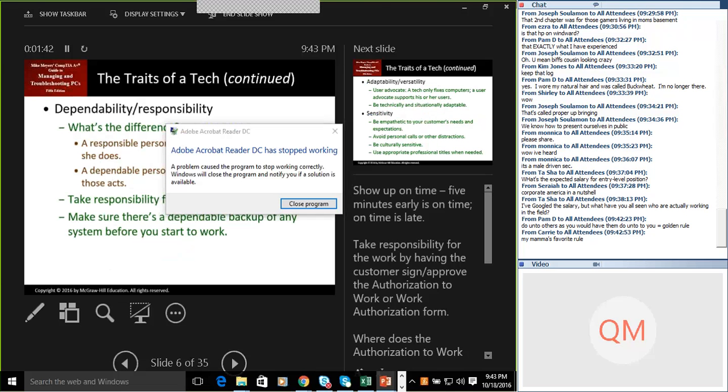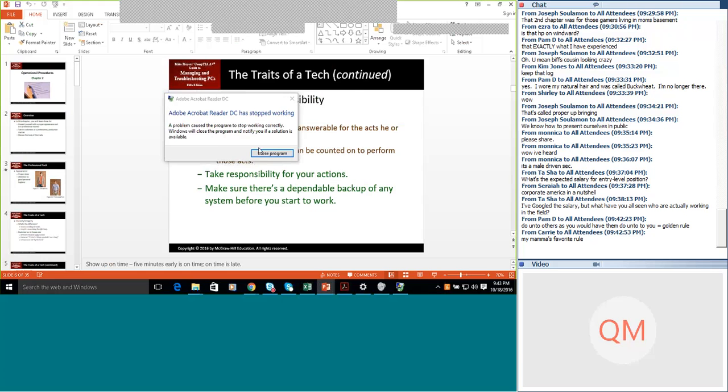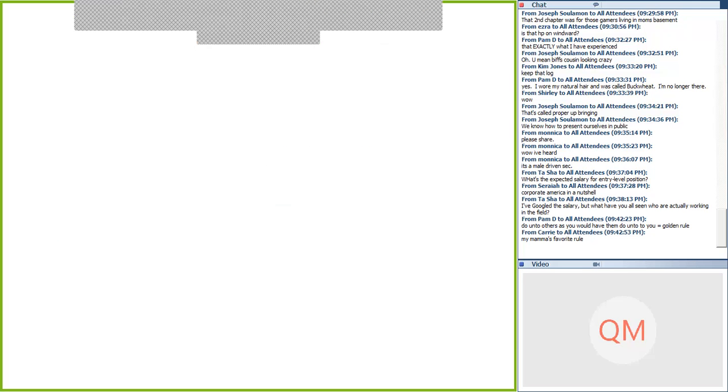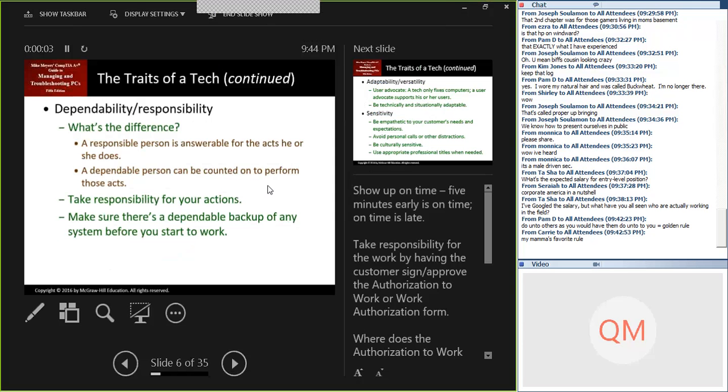Right. Dependability and responsibility. Oh wait, is that your Adobe Reader? That's what you see? Yeah, the closed program. It stopped working. On your screen, or is that me? Let me see, because I had the PowerPoint up, unless I'm not. Oh, wait, that is mine. Oh. Is that what y'all see? Do you see the presentation now? Yeah, I see it. Okay, and when I go full screen, do you see the full screen presentation? Yep. Okay.